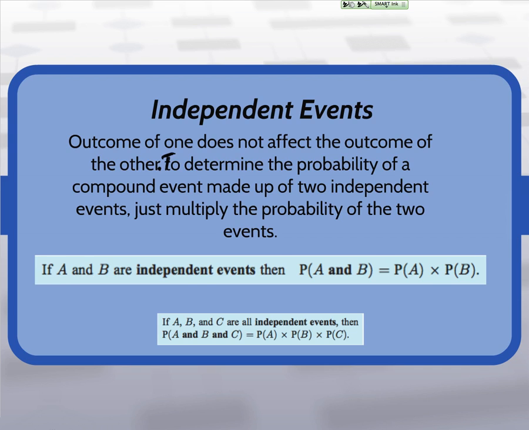So then, to determine the probability of a compound event made up of two independent events, just multiply the probability of the two events. So that's what I was saying. So again, if A and B are independent events, then the probability that A and B happen is equal to the probability of A times the probability of B. And then underneath it just goes to say that if you've got 3 events, then you multiply all 3 things. So it works the same way.